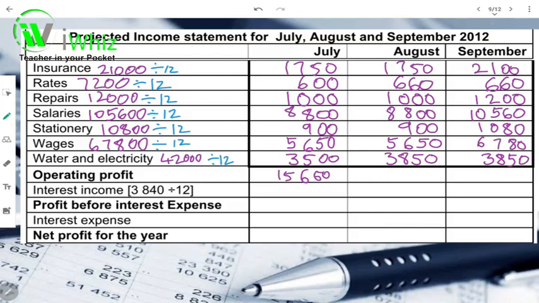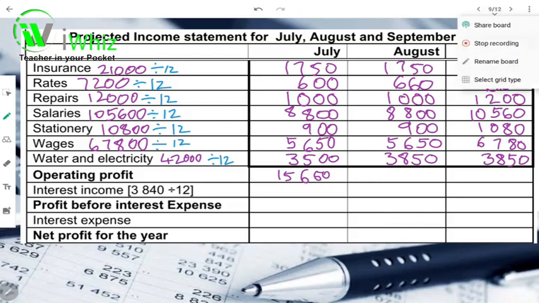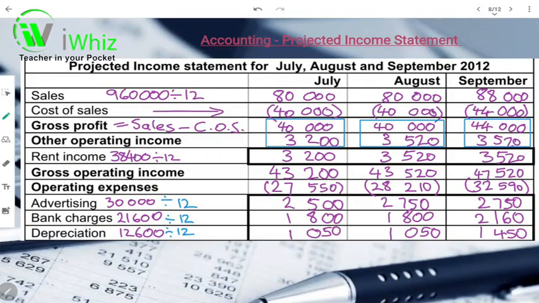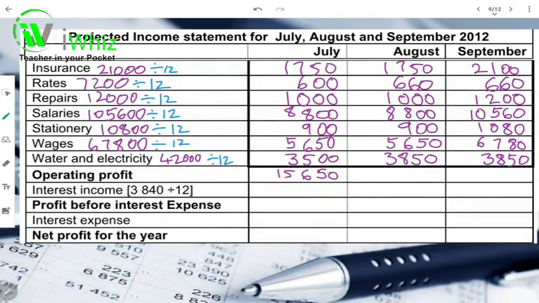And we're going to do the same for August and September. So wizards, now you have your operating profit for July of 15,650 Rand. We're going to do exactly the same for August and September. So if you go to August, it will be 43,520 minus 28,210 Rand. And that will give you an amount for your operating profit of 15,310 Rand.